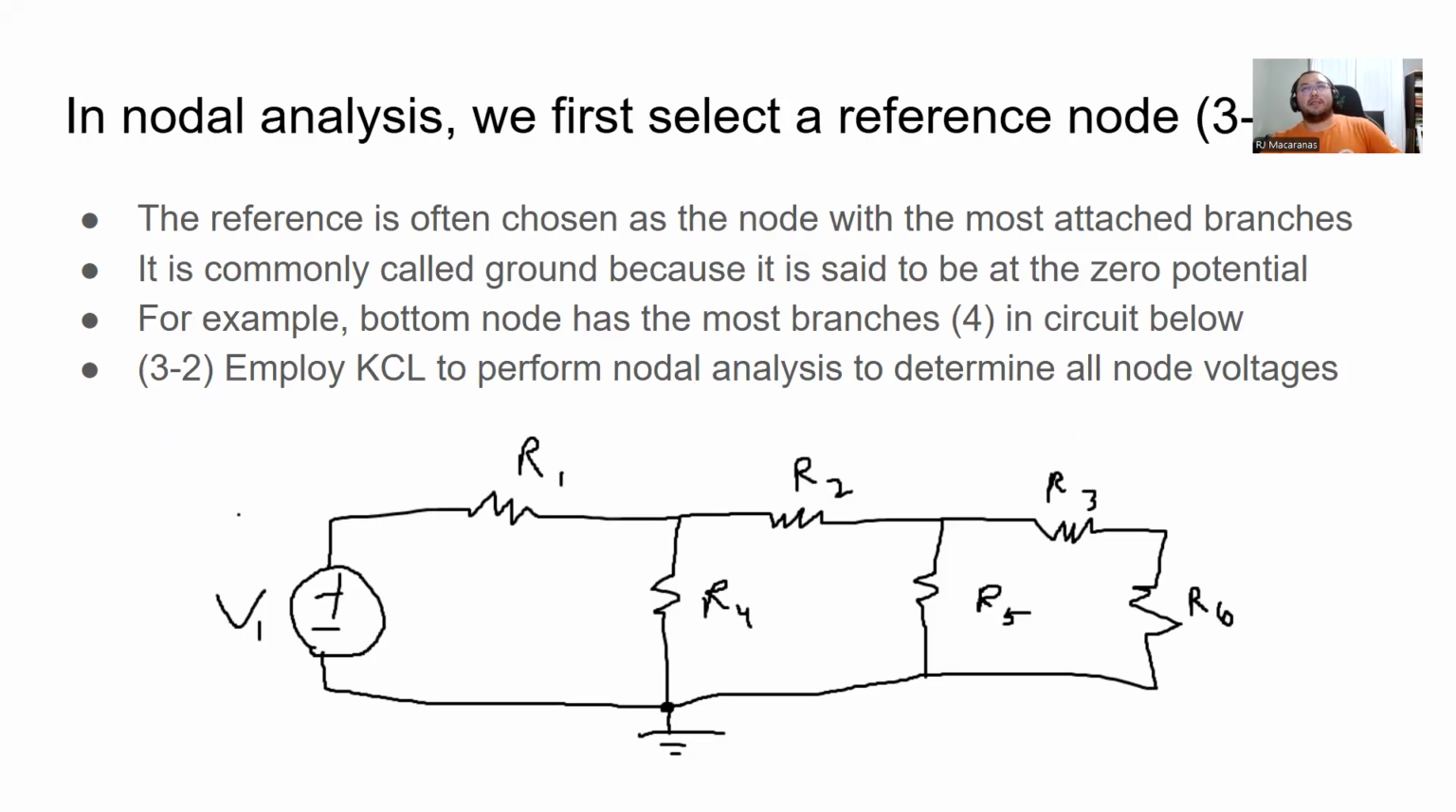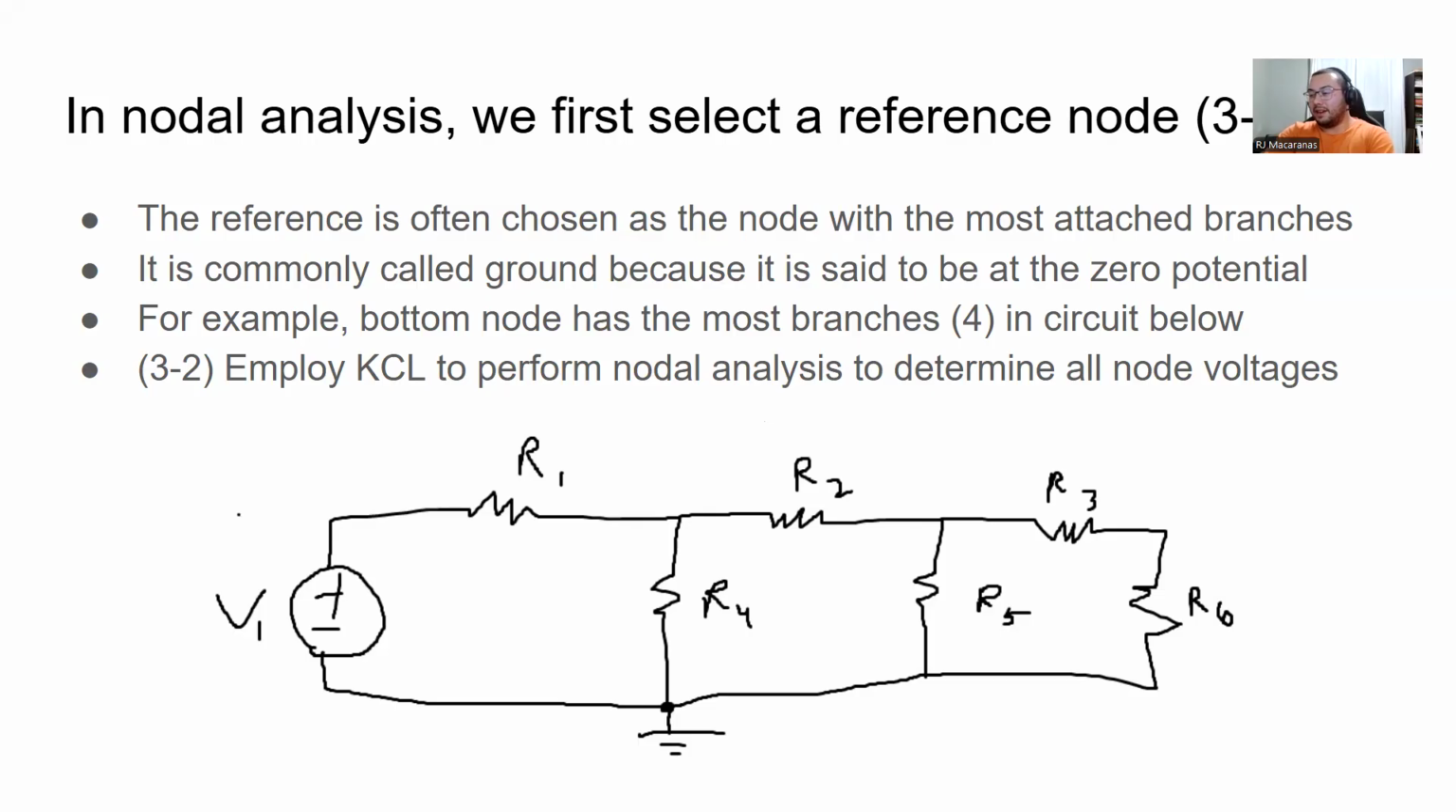The first thing that we need to do is select a reference node. And again, we call it ground, right? Because this is where we consider to be the zero potential for the purpose of analysis, usually. That's obviously not always true. There's not really a great zero potential in every single circuit that you encounter.